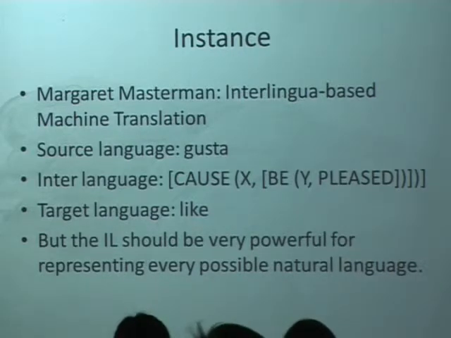So we have the very, very basic logical analysis of that. That means what does gusta mean? Gusta means cause X be pleased by Y, or something like that. But the problem is the interlingual representation system should be very powerful for representing every possible natural language. It looks not flexible enough.